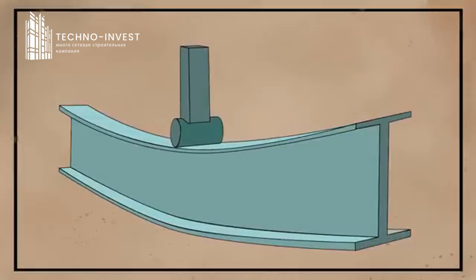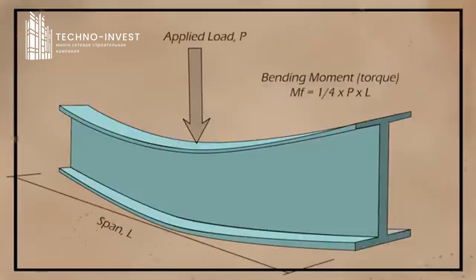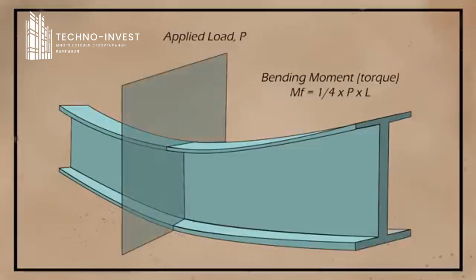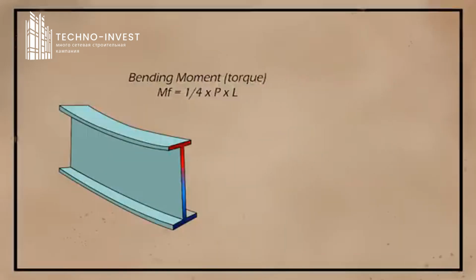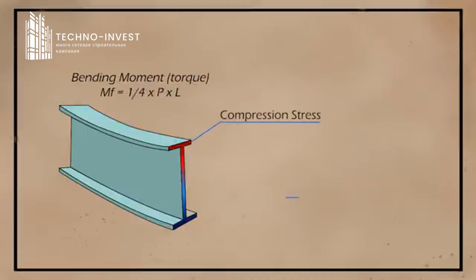The internal bending moment, or torque, at midspan of the beam for a single load can be calculated as P times L over 4. If we look at the loaded cross-section at midspan, we can notice that the top half of the beam is under compression and the bottom half is under tension, while at the midpoint, also known as the neutral axis, the stress equals 0.